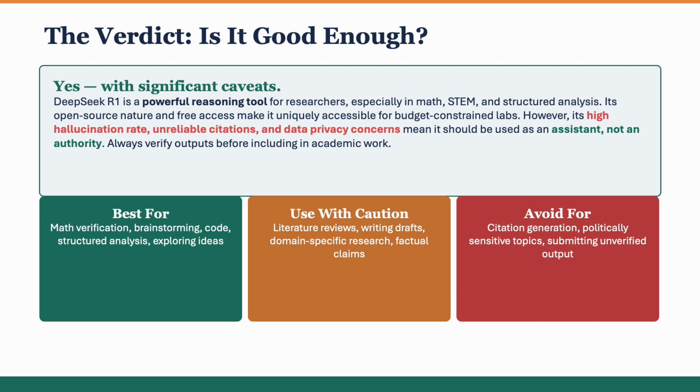The 14.3% hallucination rate documented by the Vectara Hallucination Leaderboard is not a minor issue. For academic work, even a single fabricated reference can undermine your credibility. Run it locally whenever possible to protect your research data. The distilled models, particularly the 32 billion parameter version, which scores 94.3% on Math 500 according to the DeepSeek GitHub repository, offer an excellent balance of performance and privacy.